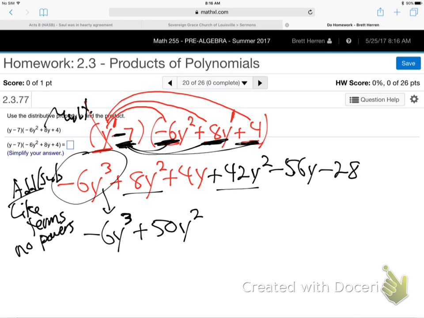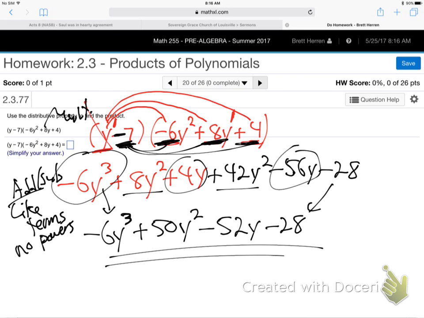And now, how about 4y and minus 56y? They're like terms. They will subtract. 4 minus 56? Minus 52y. Good to there. And what comes last? The minus 28 just pops down. And there we go. There's our answer.